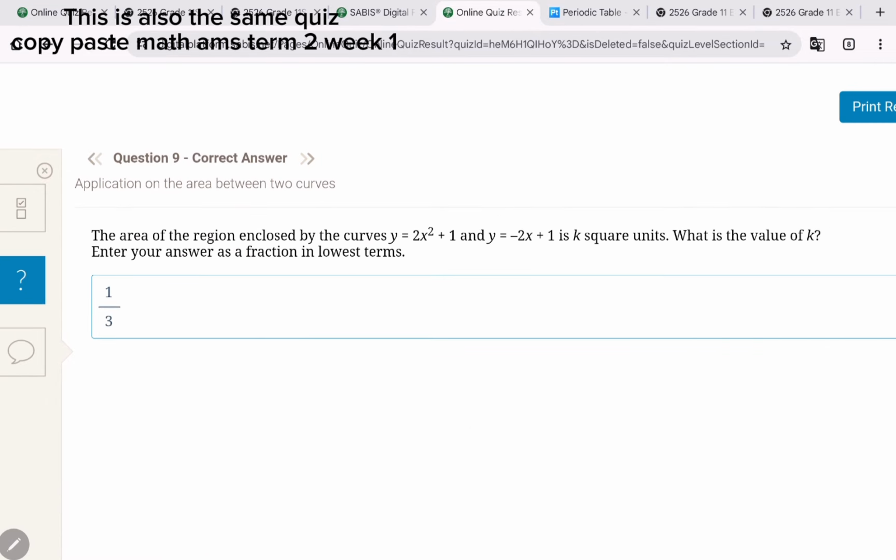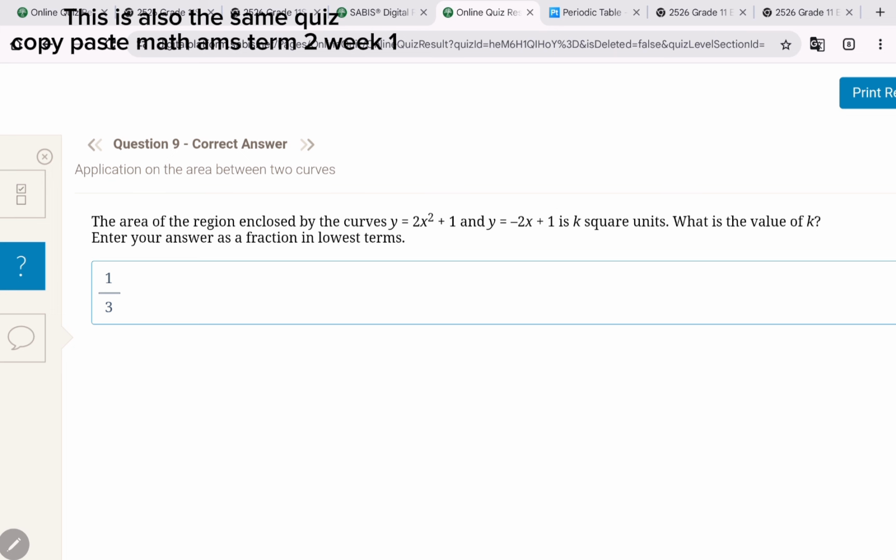So the area of the region enclosed by the curves y equals 2x squared plus 1 and y is equal to minus 2x plus 1 is k square units. Pay attention, it's enclosed by this curve and this curve. What is the value of k? So what we need to do now is we need to find the intersection. How do we find the intersection? We need to make them equal to each other.